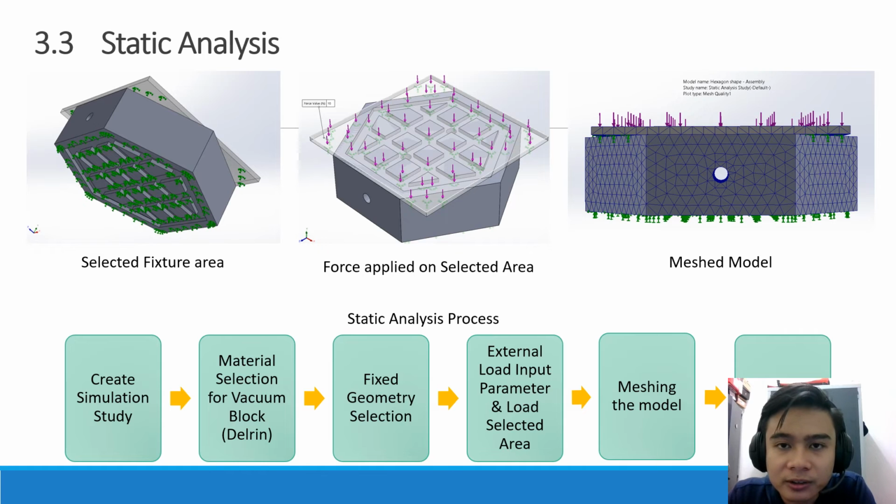This is how the static analysis process is performed. First is creating the simulation study, followed by material selection of the vacuum block, which is using the rain material. Then fixed geometry selection to make the vacuum block stay in one fixed position only. Then apply the external load, input the parameter, and select the load area. Then mesh the model. Lastly, generate the result.